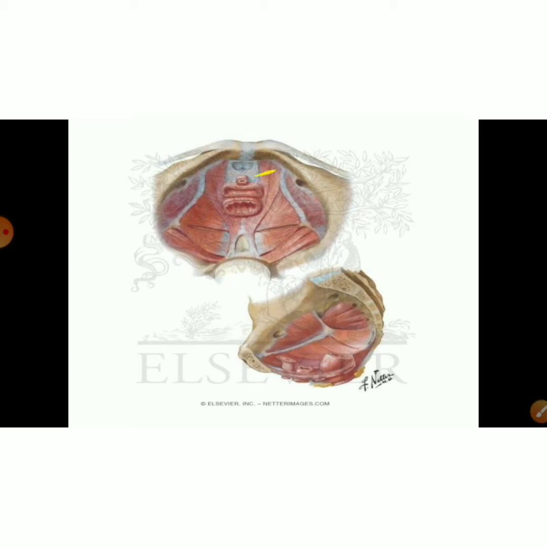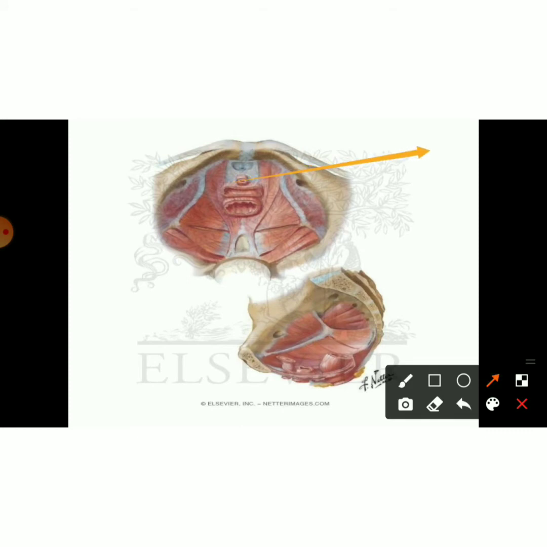So here you can see the opening for the urethra, vagina and the anal canal. So this is the pubic symphysis, this is the sacrum.